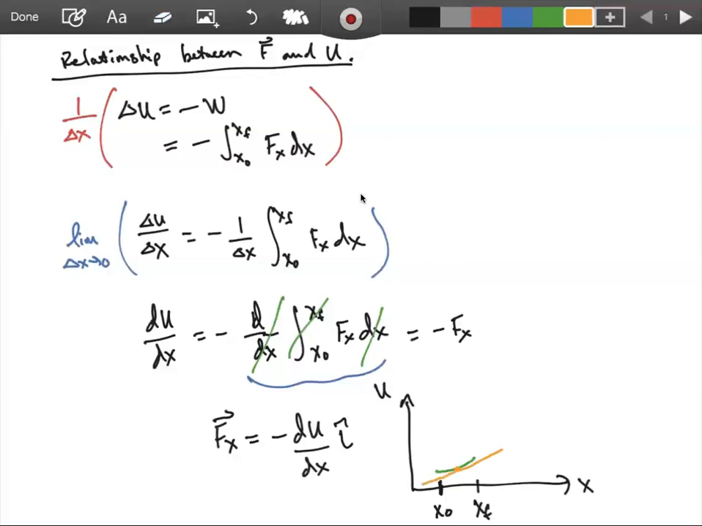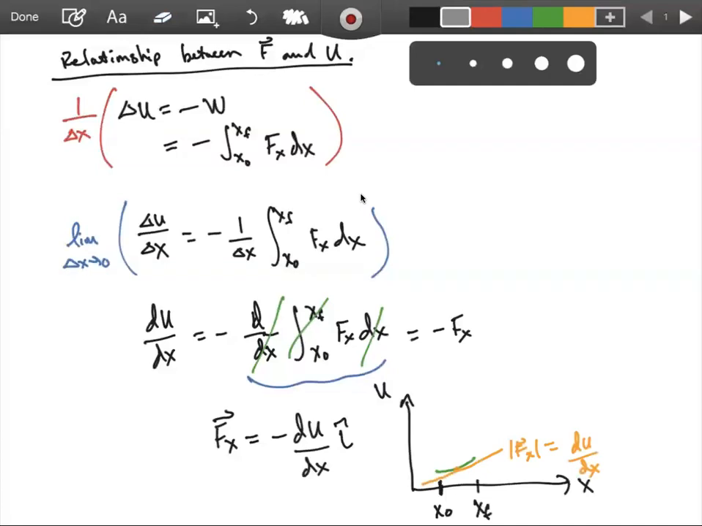Okay? So this is the magnitude of the force in the x direction, which is equal to the derivative at that particular point. Now, the negative sign actually tells me the direction of the force. What this says is that the direction of the force is opposite to the direction of the slope, which basically means what? In this case, since my slope is positive, my force has to be negative, which means my force would be pushing back in this direction.